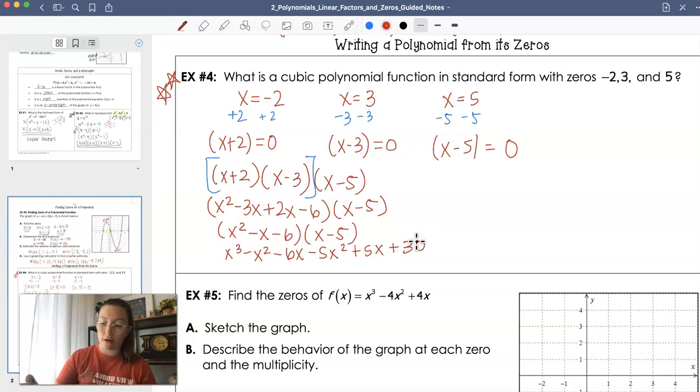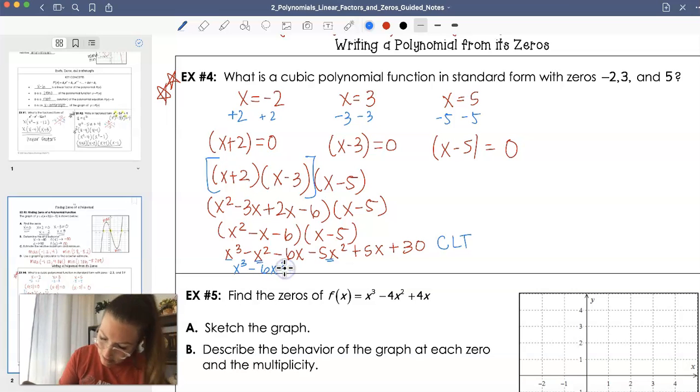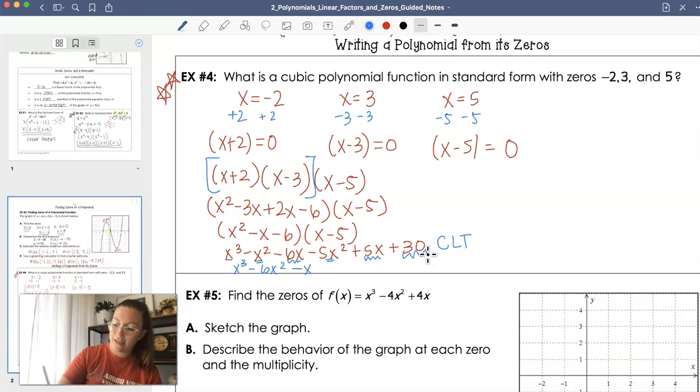Okay, so now we're going to combine our like terms. We have only one x cubed, so we get x cubed. Then we combine our x squareds: negative x squared and negative 5x squared give me a negative 6x squared. Then we have a negative 6x and a positive 5x, so that's just going to give me a negative x. And then we have our constant, which is 30.